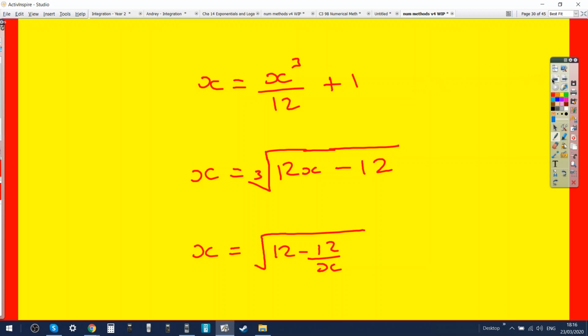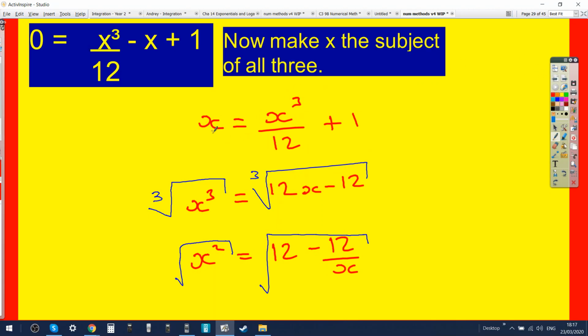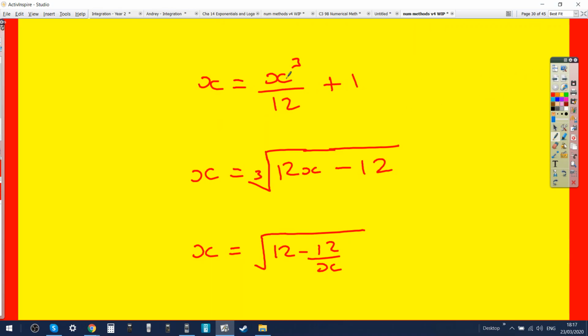So this was a cubic equation, and so there are three different ways you can make x the subject. There was x squared and x cubed, and then you end up with one being x, the other being a square root, and the other being a cube root.